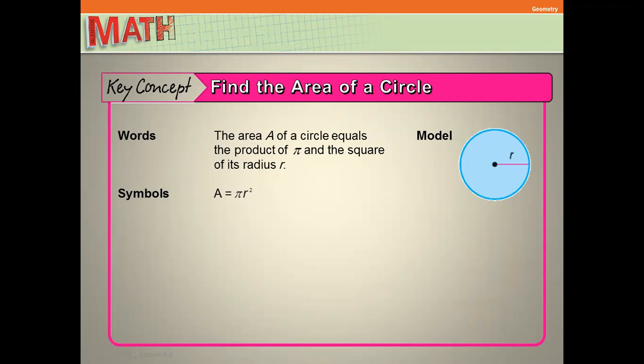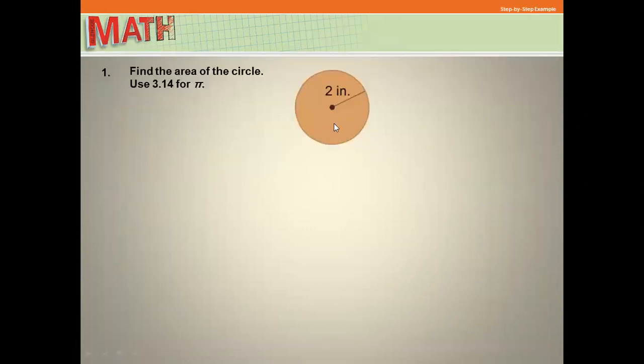So the formula to find the area of the circle is that you have to multiply pi times the square of the radius. So it's pi r with the power of 2. If we have a circle like this, and the radius length is 2 inch, use pi 3.14.